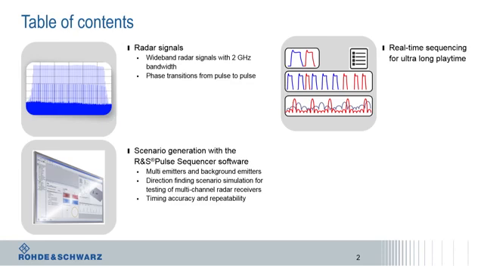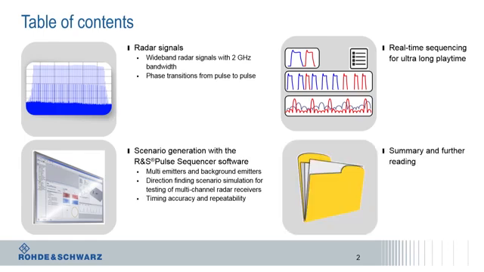Then I will talk about scenario generation with the RNS pulse sequencer software. We will see examples of multi-emitters and background emitters. We will see direction finding scenario simulation for testing of multi-channel radar receivers. And I will talk about timing accuracy and repeatability of the measurements. And last but not least, I will conclude my talk and give some information for further reading.